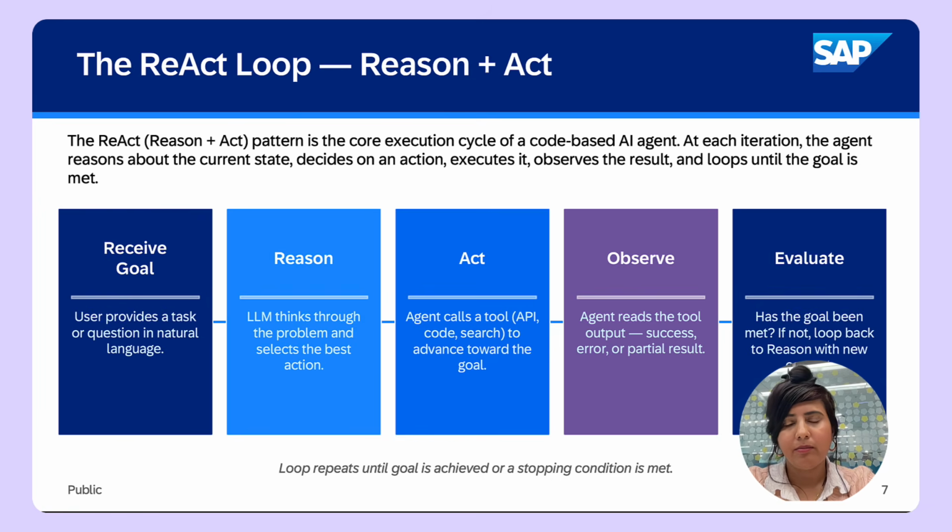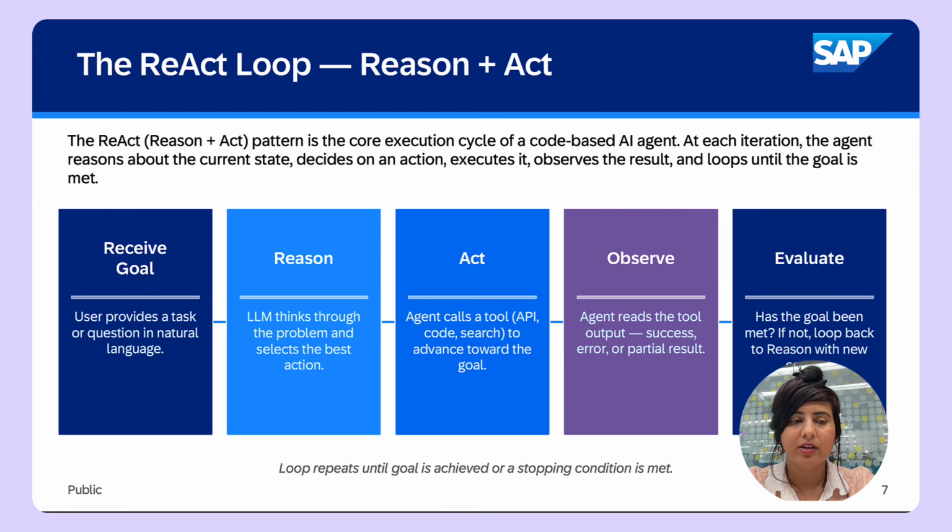This is the design pattern for the core execution of a code-based AI agent. With each iteration, the agent reasons about the current state, decides on the next action step, and executes it. Once it is executed, it will review the results, observe them, and loop. It will repeat until an expected output is reached or the goal is met. So these are the steps.